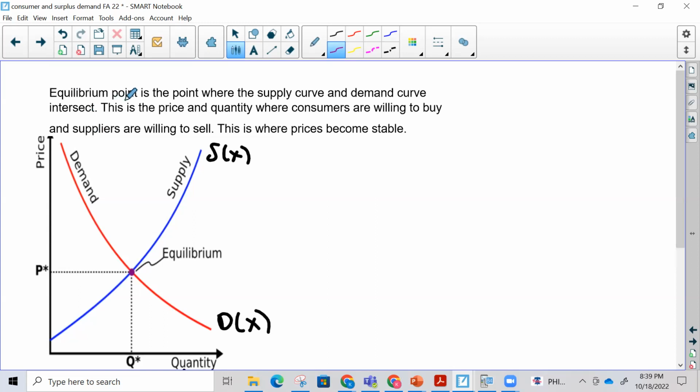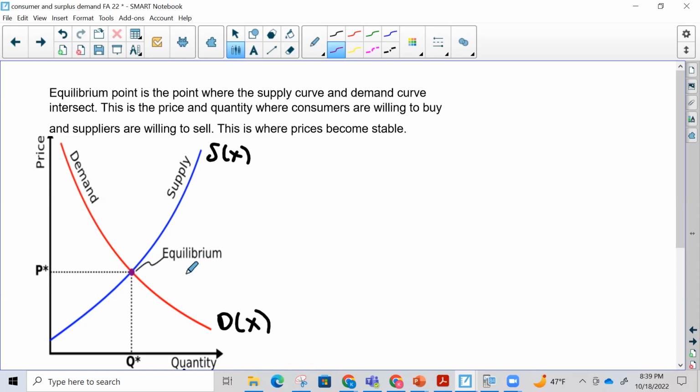So the equilibrium point is the point where the supply curve and the demand curve intersect. This is the price and quantity where consumers are willing to buy and suppliers are willing to sell. And this is where prices become stable. This is the ideal place where we want the price of items to be in order for the prices to be stable, and so that we get a decent amount of customers buying it and a decent amount of producers willing to sell it.